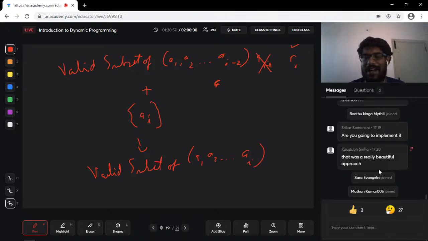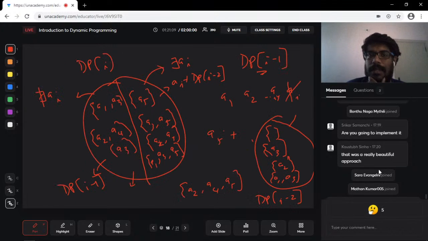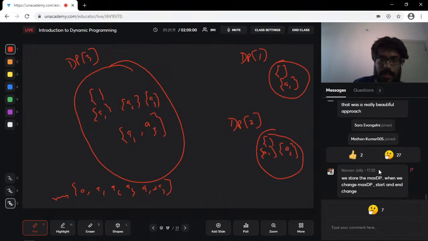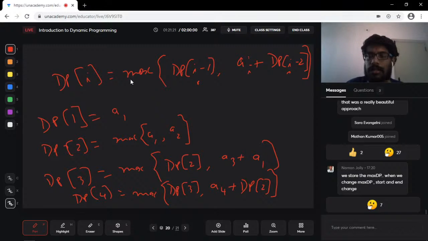I personally never like it, and I think that's the case with most people because it's conceptually mostly the same, except that it's slightly more dirty. But anyway, the way to do it is just to keep track. So let's look at this equation, right? In this equation, if dp of i-1 was the maximum, it means that I'm not picking ai, right? But if the other term is the maximum, it means I'm picking ai.